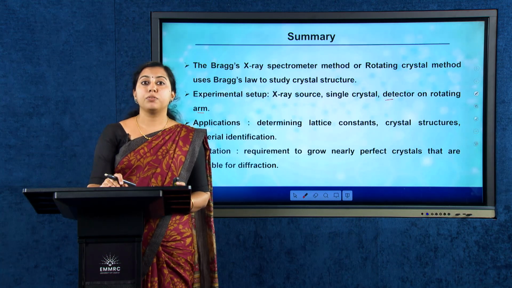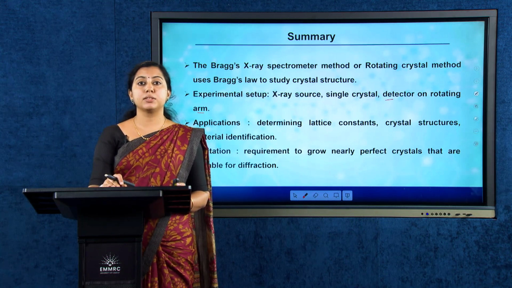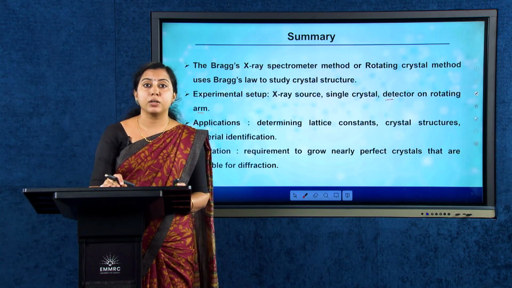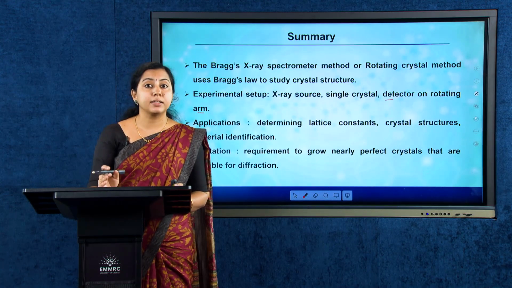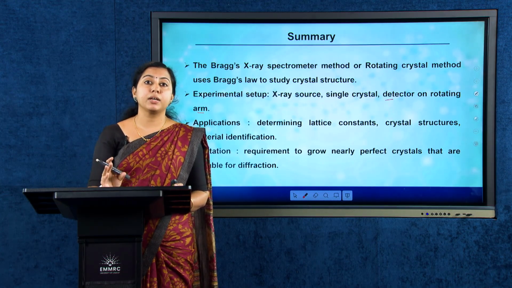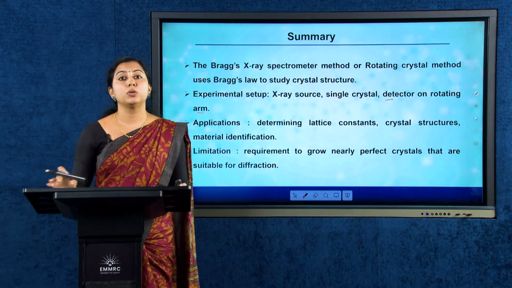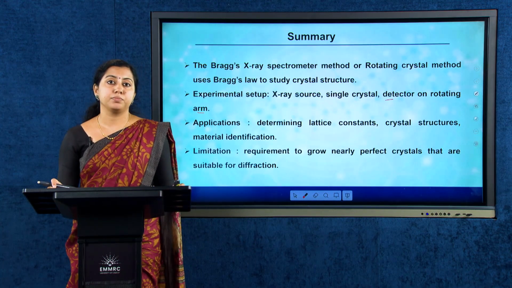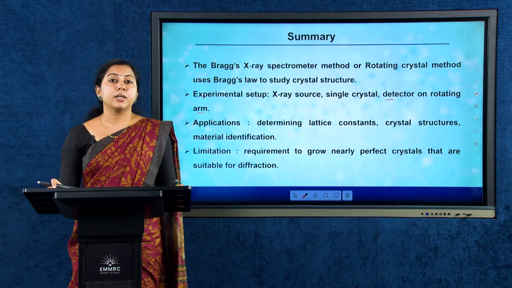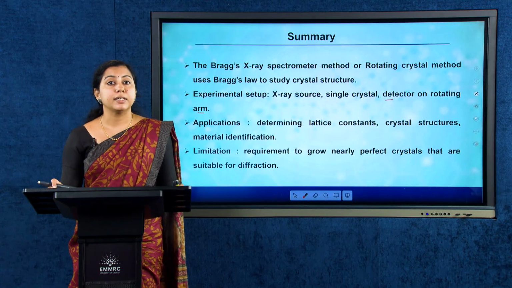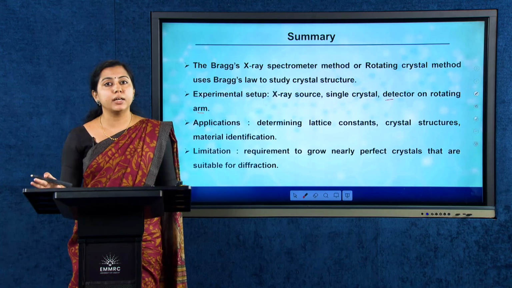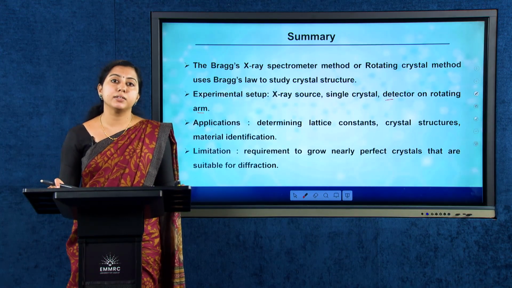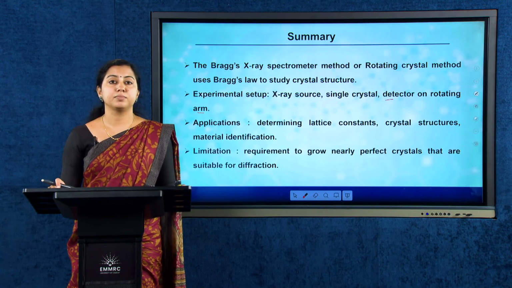The applications of the rotating crystal method include identifying the lattice to which the crystal belongs, determining the lattice constants, identifying the crystal structures and also material identification. However, the rotating crystal method is limited by the requirement to grow nearly perfect crystals that are suitable for diffraction.